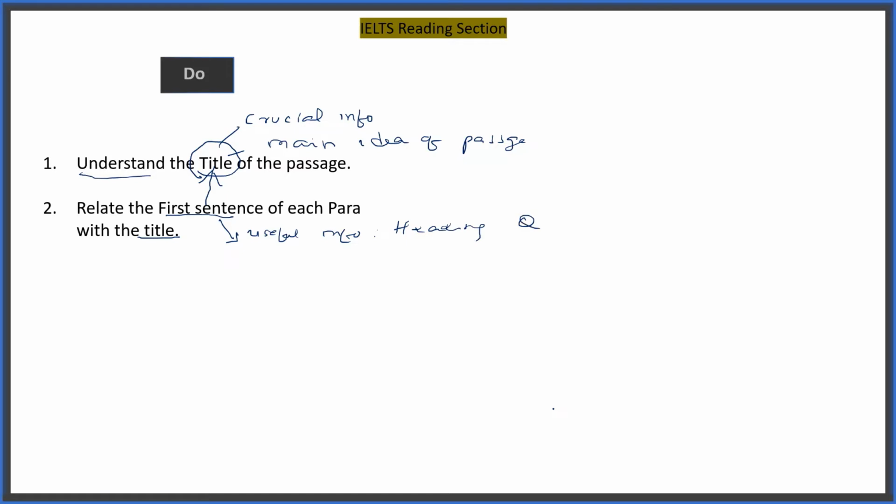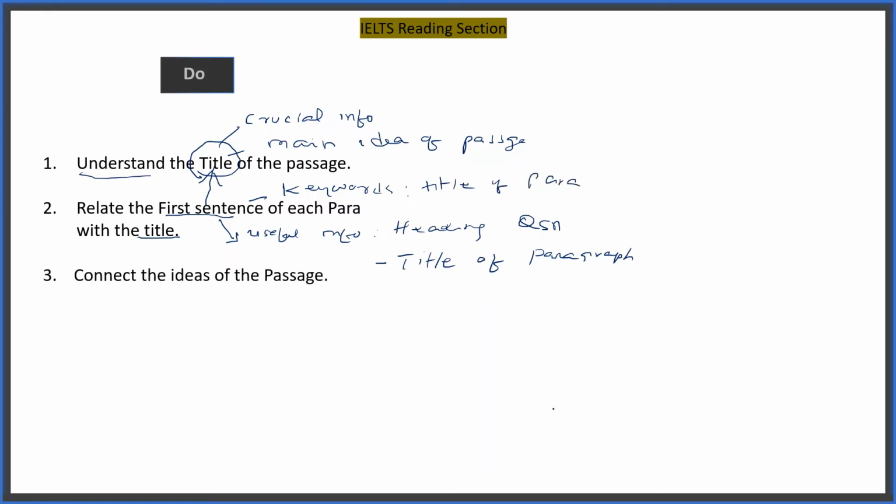Sometimes you have questions which ask you to give a heading or to select an option that functions as the heading or title for a particular paragraph. So the first sentence has the keywords that help you identify the best option that could be the title of the paragraph. To connect the ideas of the passage, you need to read the first sentence of each paragraph carefully, and you should be able to connect those ideas.